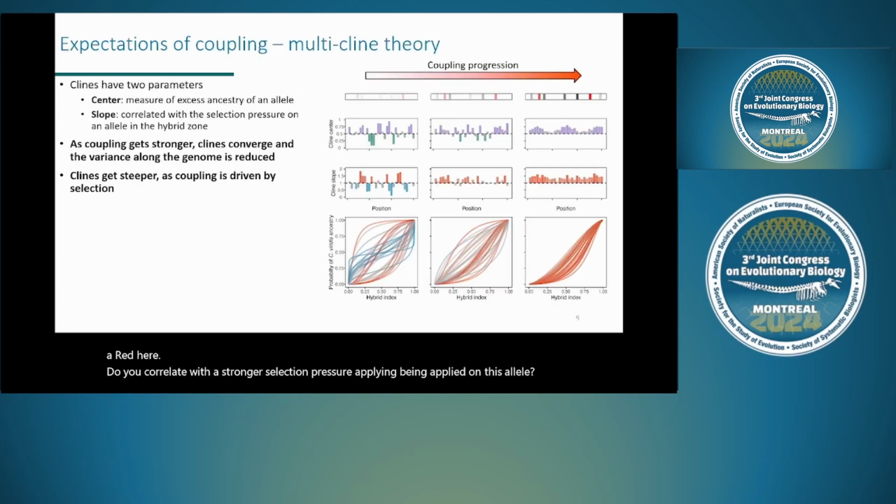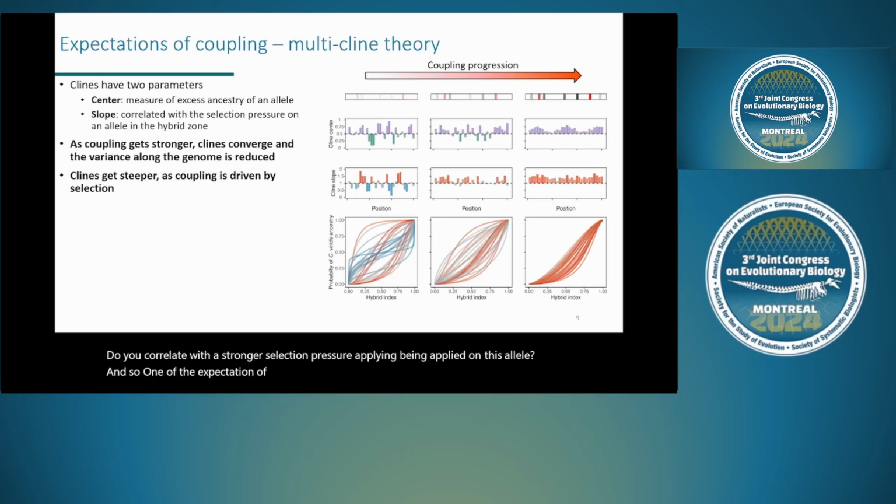One of the expectations of coupling, based on multi-cline theory, is that as coupling gets stronger, clines will start converging, and the variance along the genome for those clines will be reduced. That's what you see here in this cartoon. As coupling progresses, the clines start converging and having the same shape and the same parameters. Also, since coupling is driven by selection, we should see clines getting steeper in the coupled part of the genome.